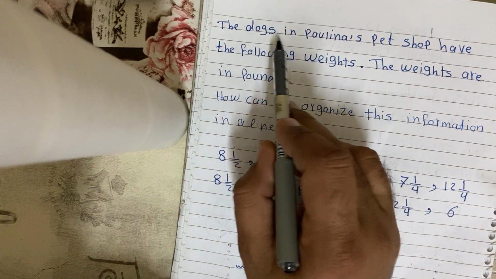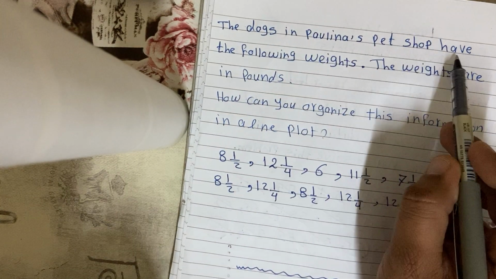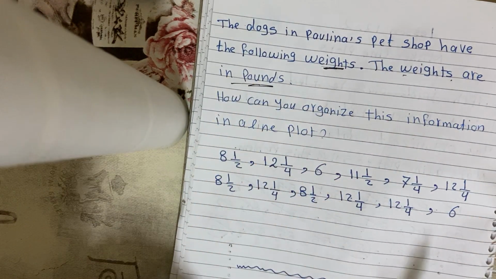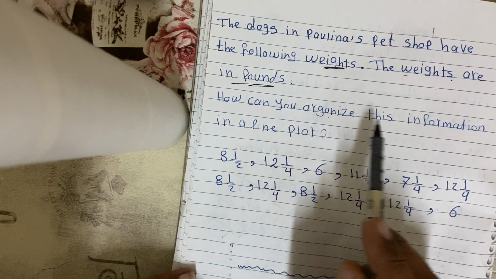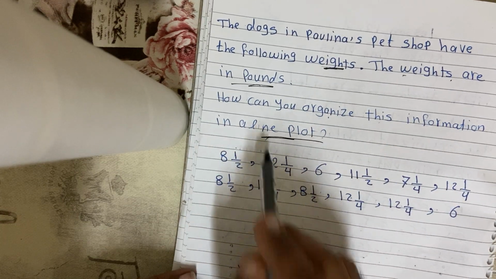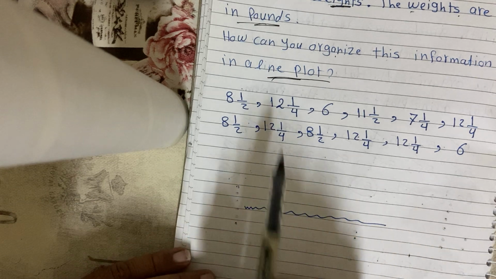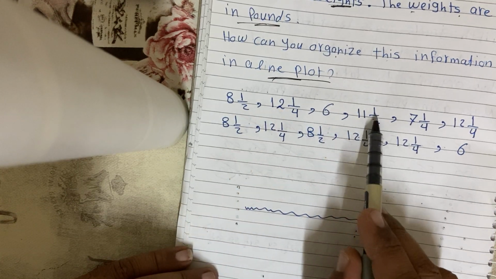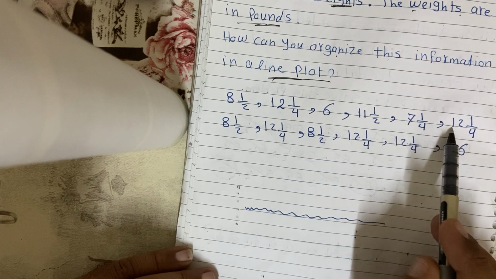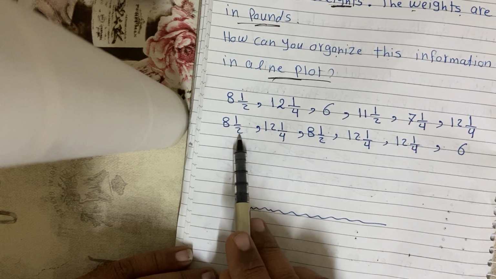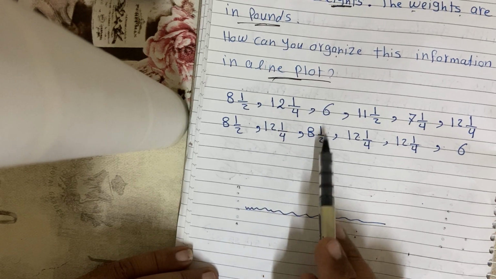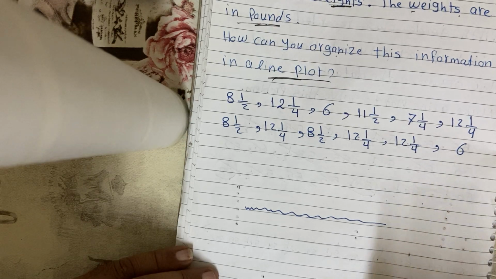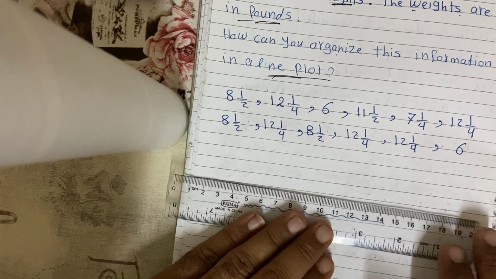Here, the dogs in Paulina's pet shop have the following weights. The weights are in pounds. How can you organize this information in a line plot? Here is the data: 8 and a half, 12 and a quarter, 6, 11 and a half, 7 and a quarter, 12 and a quarter, 8 and a half, 12 and a quarter, 8 and a half, 12 and a quarter, 12 and a quarter, and 6. Draw the line plot first.